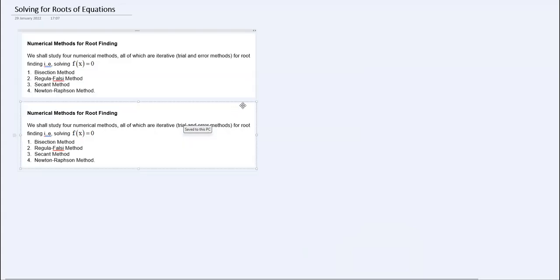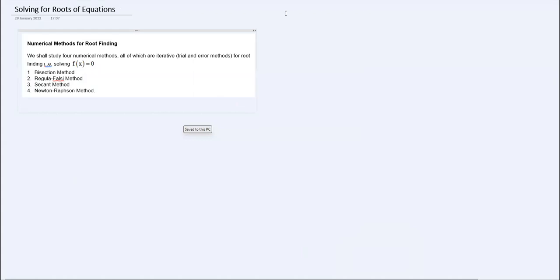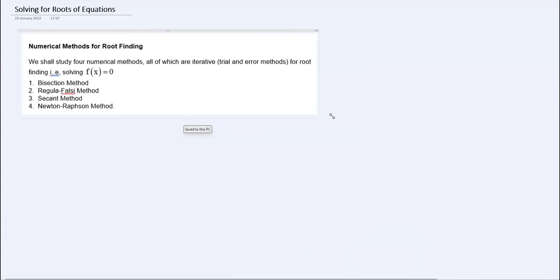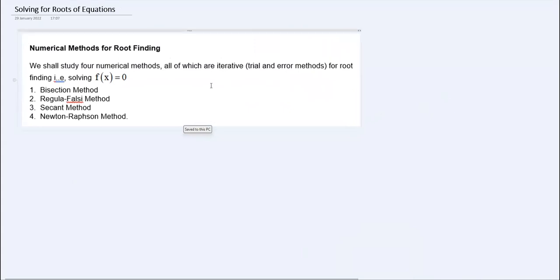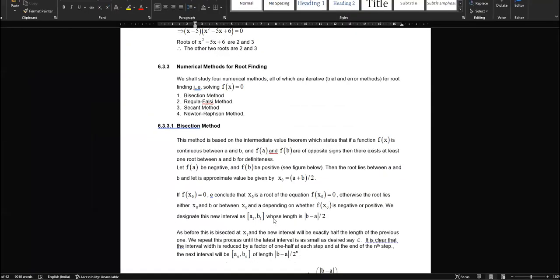So the very first one is numerical methods for finding roots of equations, all of which are iterative. So they are iterative methods, that means trial and error methods. And these are the four: bisection, regula falsi, secant method, and Newton-Raphson's method. So one by one we'll take up. First method is the bisection method.